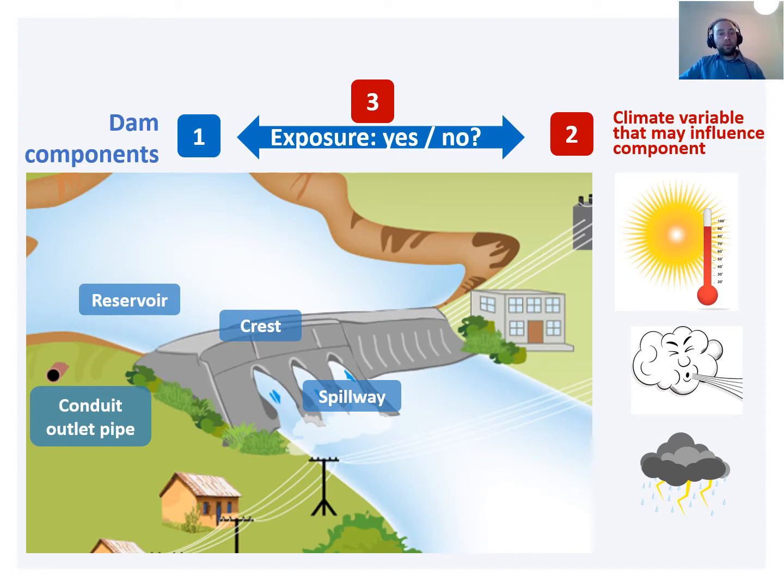When we start our assessment, the first thing we do is to look at the climate variable that may influence our system of interest. So, are we talking about increase in temperatures, about strong winds, about changes in rainfall patterns? Once we have determined what we are talking about, let's say a change in rainfall patterns, we need to decide whether our system of interest and the different dam components are exposed to that or not.